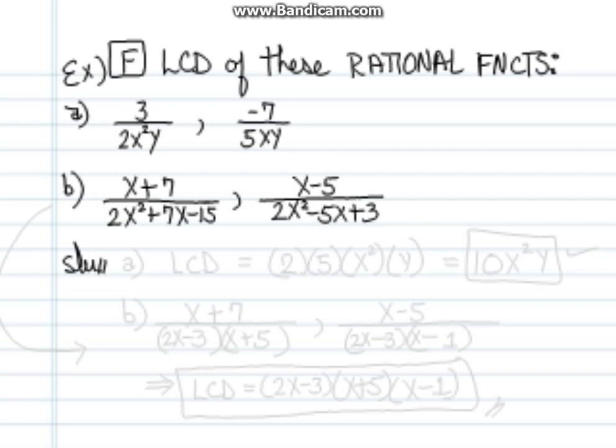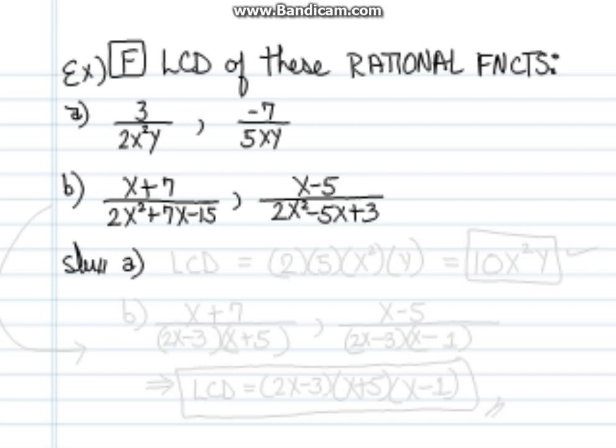Okay, let's talk about finding the least common denominator of these rational functions. Part A, we're given two rational functions: 3 over 2x squared times y, and the other function is negative 7 over 5xy. Okay, now let's do the first one, part A.